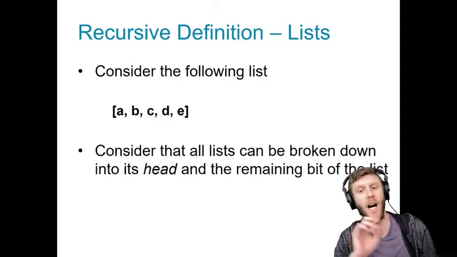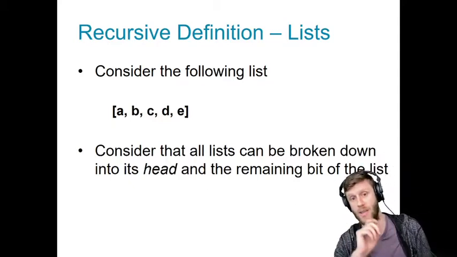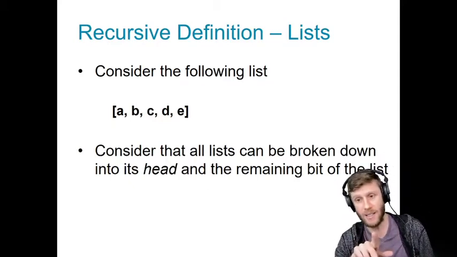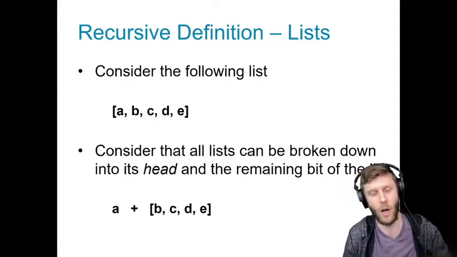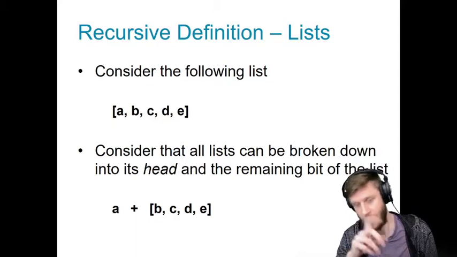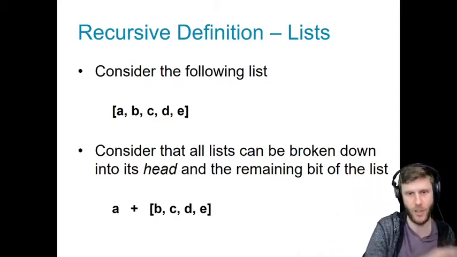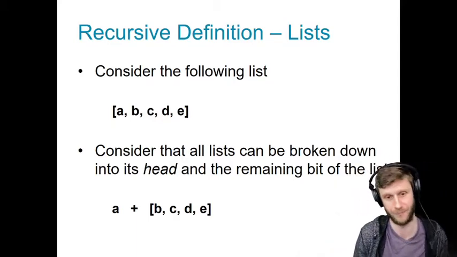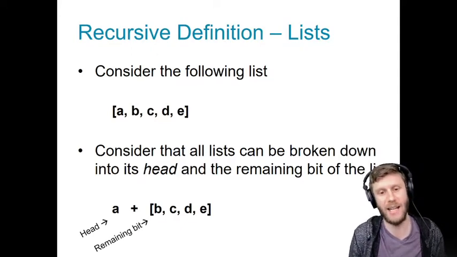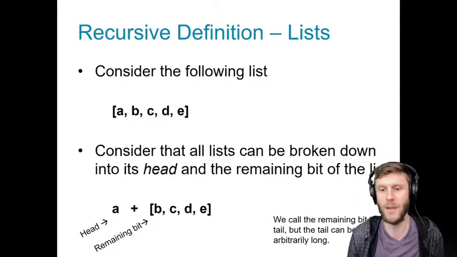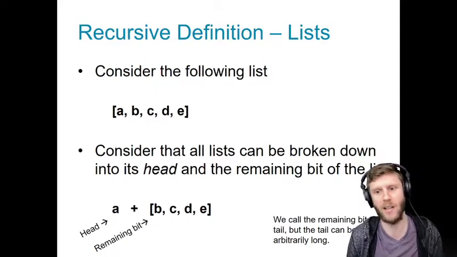Look, a list can be broken down into two things. The head of the list and the remaining bit of the list, where the head is like the first thing. So A is the head of the list, and then the remaining part of the list, B, C, D, and E, is a list. Or actually, I guess, is it a list? But so that's the head, that's the remaining bit. We call the remaining bit the tail, but the tail can be arbitrarily long.